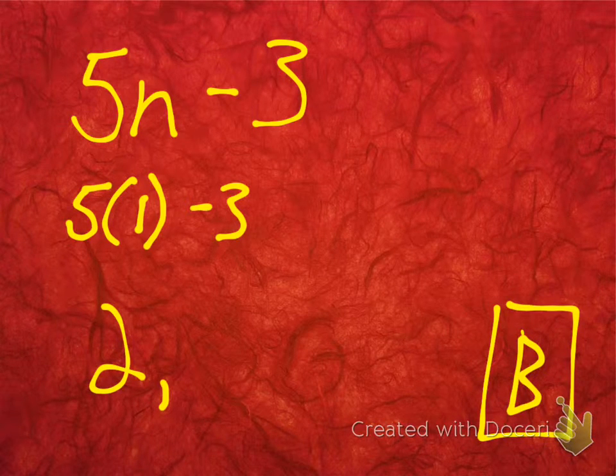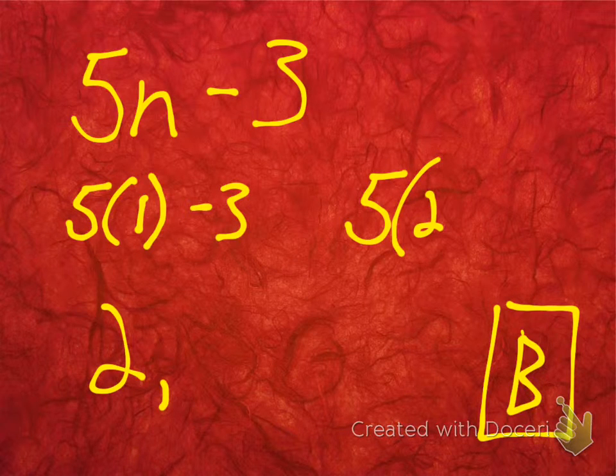Well, let's say you choke and you don't trust yourself. Check yourself again. Second number, what is my n? 2. What's 5 times 2? Minus 3. Our answer is B.